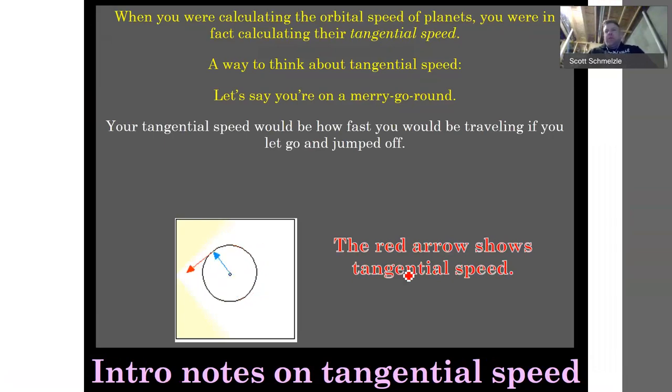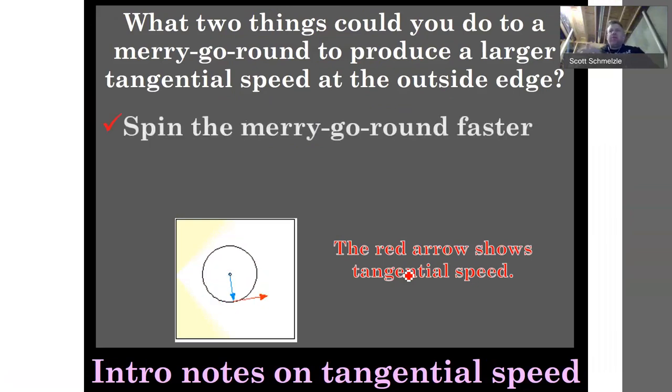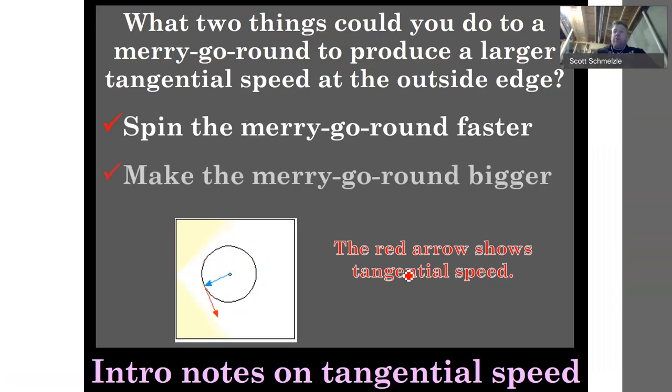Now, up until this point, we haven't talked a lot about angular movement or anything like that, but this chapter we start to change that concept and really look at multiple directions. So if we want that merry-go-round to have a larger tangential speed on the outside, the two things we would have to do is either spin the merry-go-round faster, so get that thing spinning at a higher rate of speed, and then we could let go. Or we make the merry-go-round bigger. The further away from the center we get, the faster that exit speed becomes.